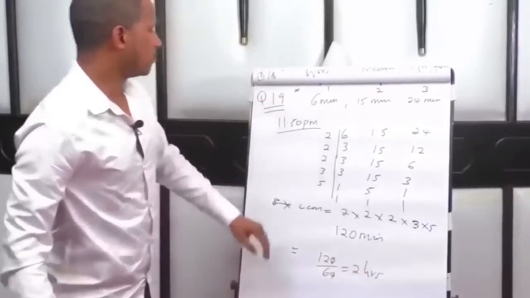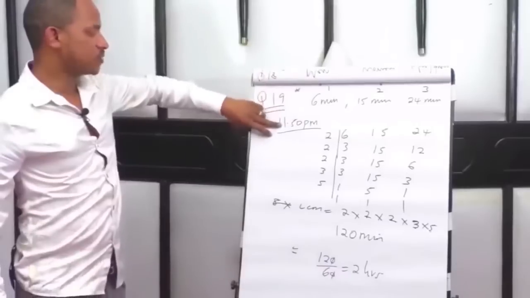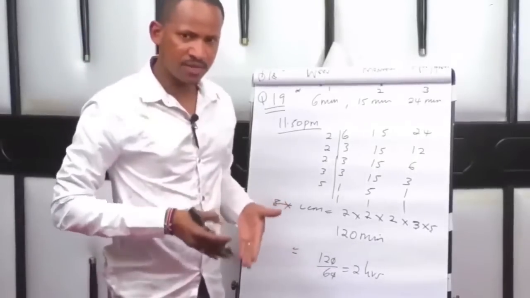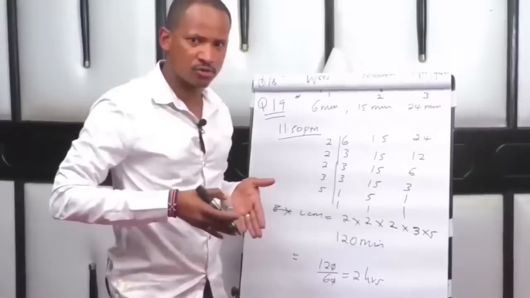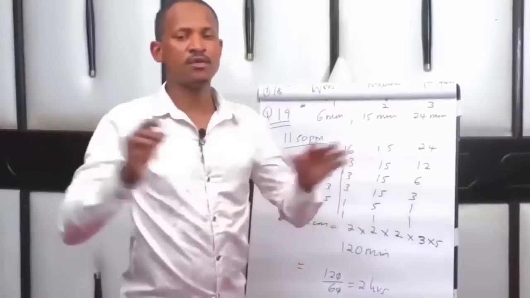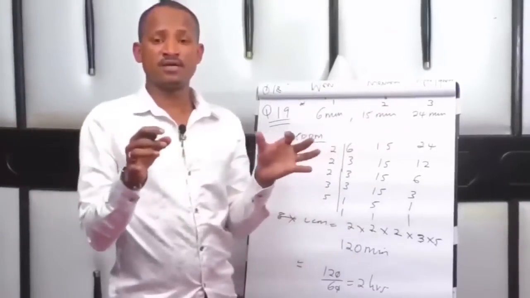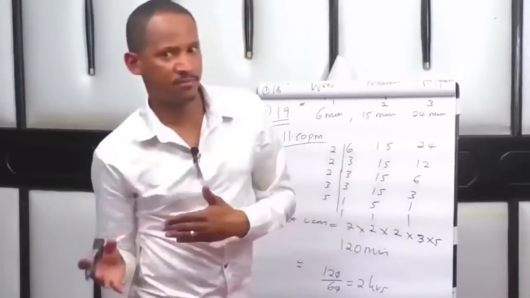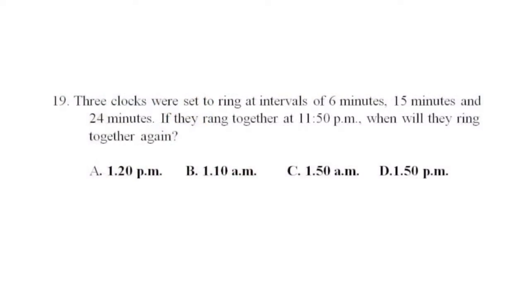2 hours. So if these bells rang together at 11:50 p.m., remember you are in p.m. 11:50 p.m. is almost midnight. It's almost crossing to a.m. You have to be very careful, because in your choices, you'll be given 2 answers which are the same but only differing with a.m. and p.m. p.m. is past midday or midnight, and a.m. is after midnight, in the morning. Okay?